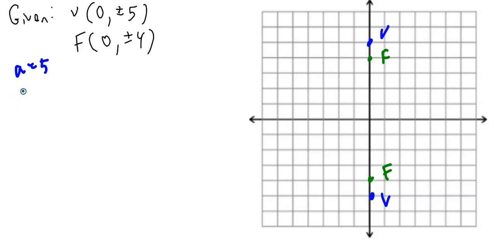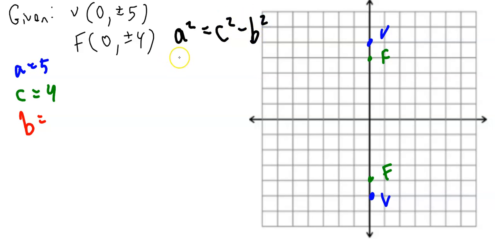C is the distance from the focus to the center. C is equal to 4. And we just don't know what B is, so we've got to figure out B. And we do know a formula, if you look at the formula sheet. So A squared equals C squared minus B squared for an ellipse. So this will be A squared is 25.